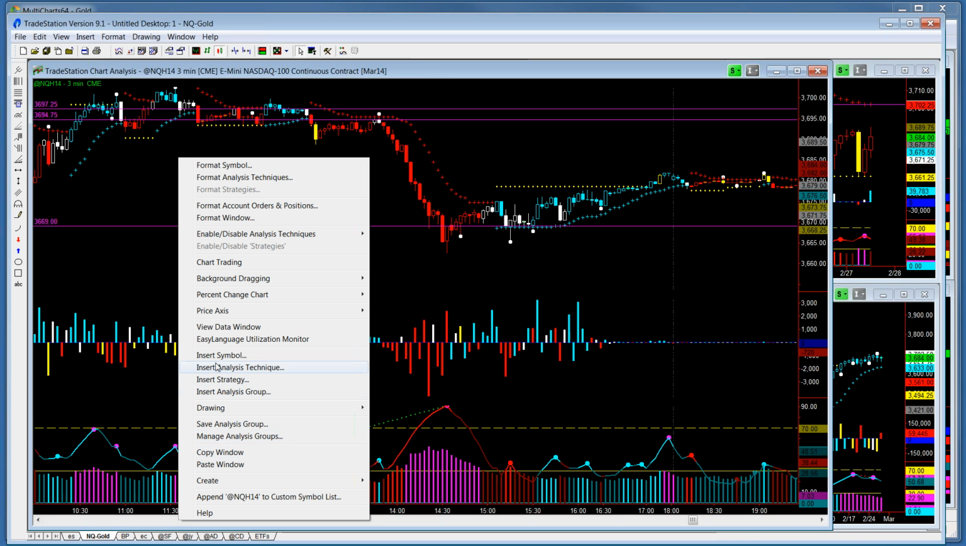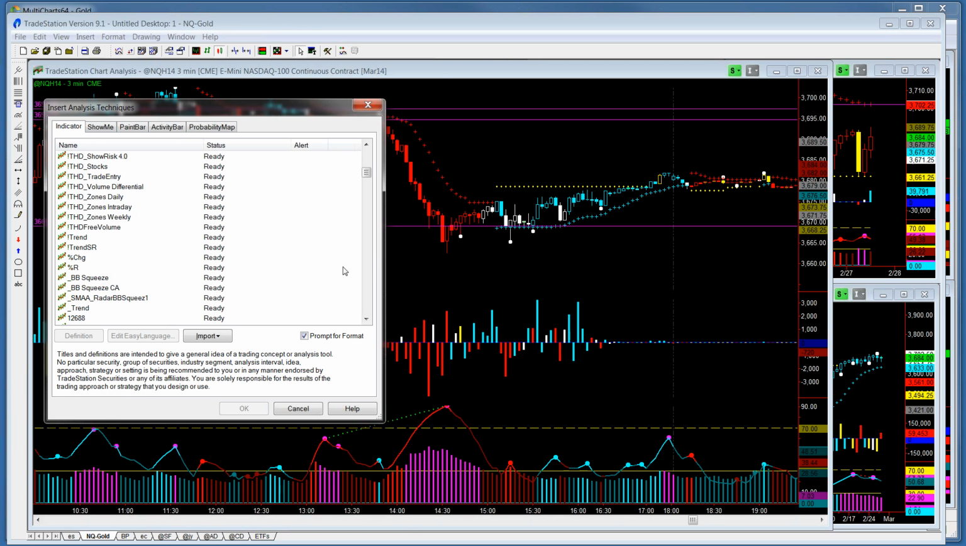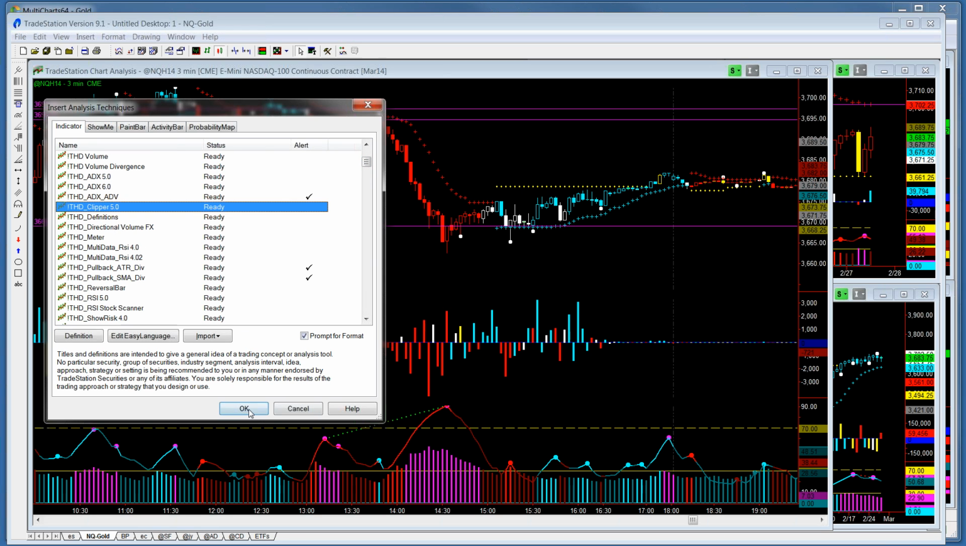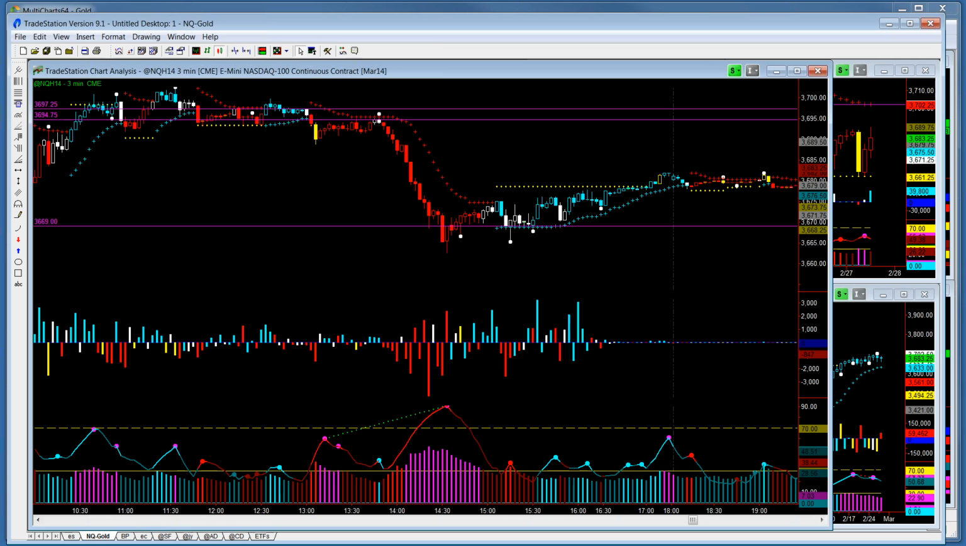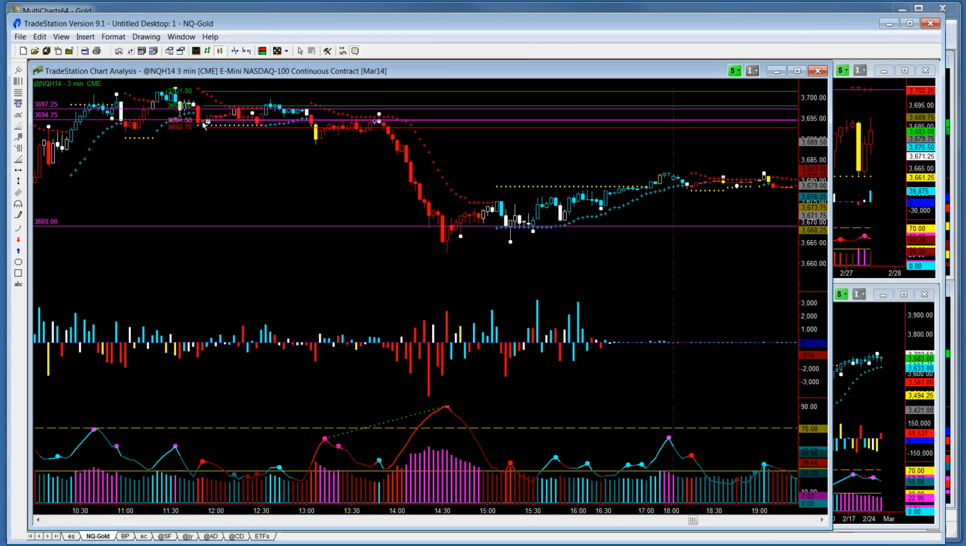Let me put the clipper on. If I can find my clipper. This one, I think you missed your profit target by maybe 2 ticks. But the maximum reward on that would have been 14 ticks.